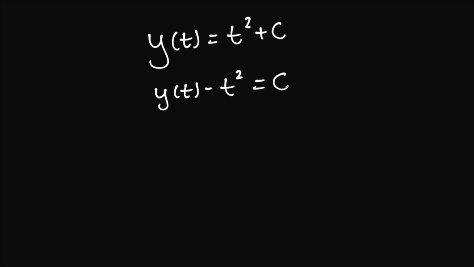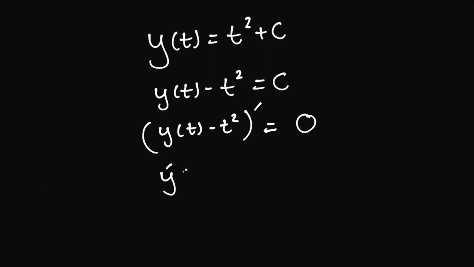So we'll have a family of solutions y of t is equal to t squared plus c, where c can be any number. Now to figure out what differential equation gives rise to this family of solutions, we're going to subtract t squared off of the right side, so we get y of t minus t squared is equal to a constant, and then we can take the derivative of both sides. So let's do y of t minus t squared prime, and that's equal to 0.